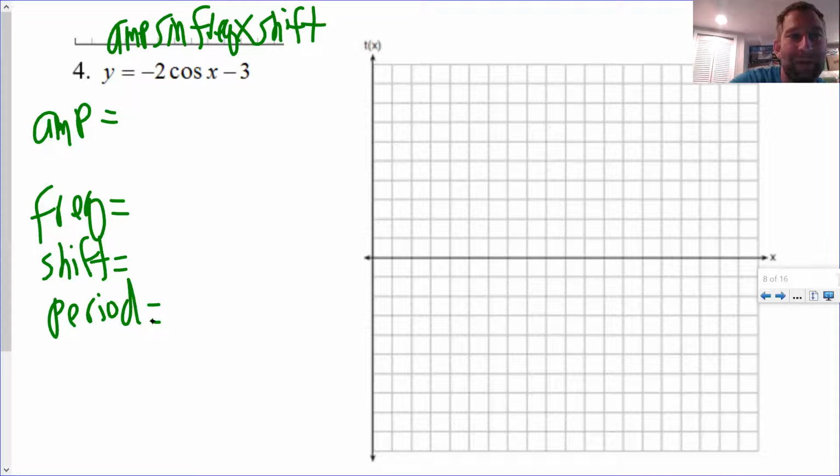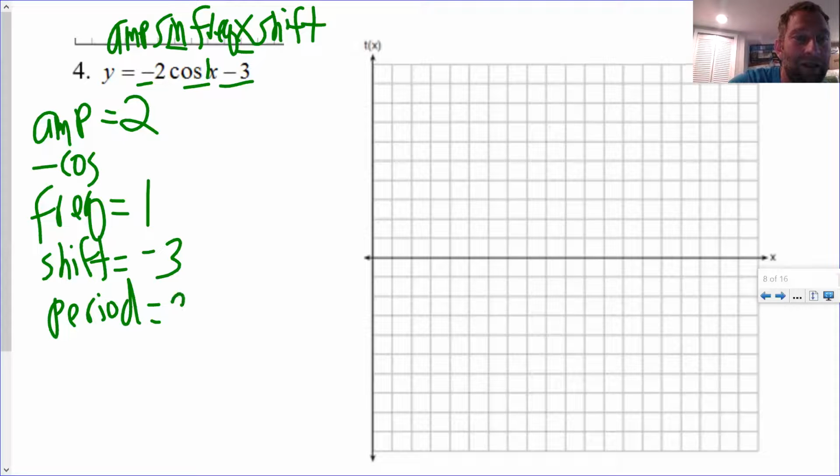My amp is what's in front of sine or cosine. My amp is 2. Sine or cosine, positive or negative? I see a negative cosine. Freak is between sine or cosine and x. Freak is 1. Again, every example in this lesson, the freak is going to be 1. My shift is negative 3. Shift comes after the x. My period is 2 pi over the frequency, which is 2 pi over 1, which is 2 pi.